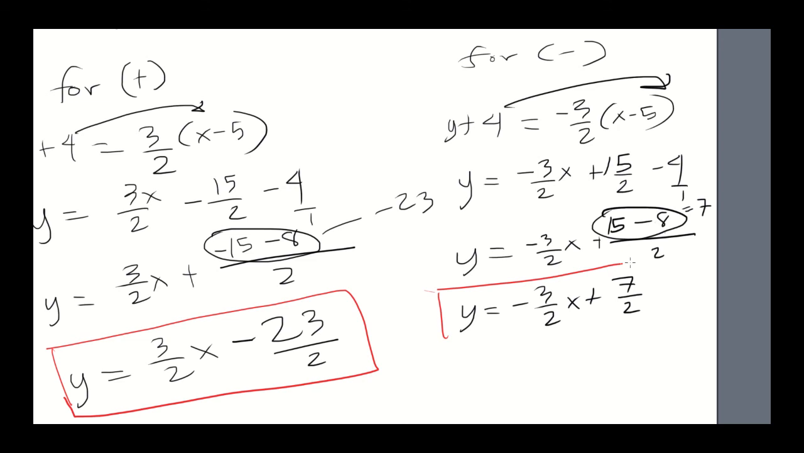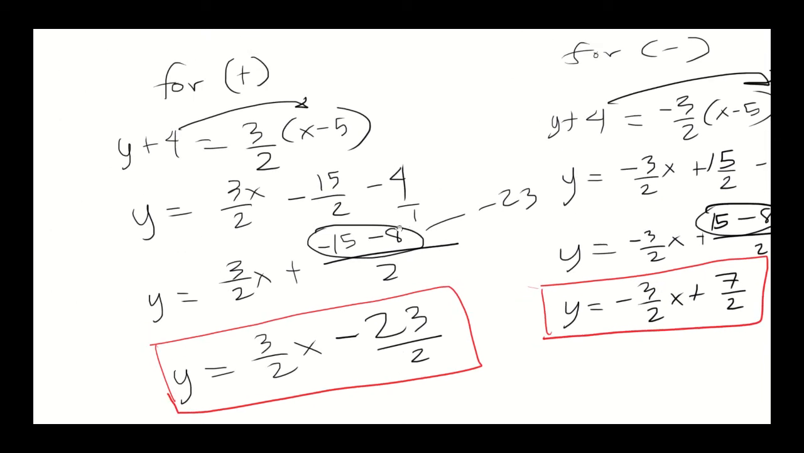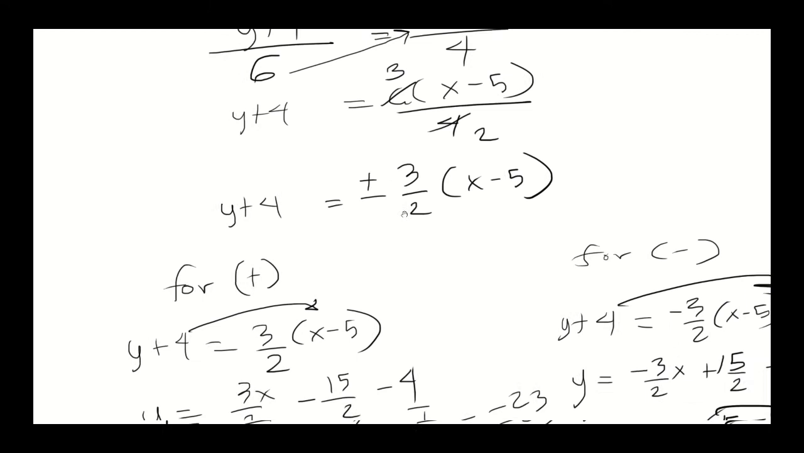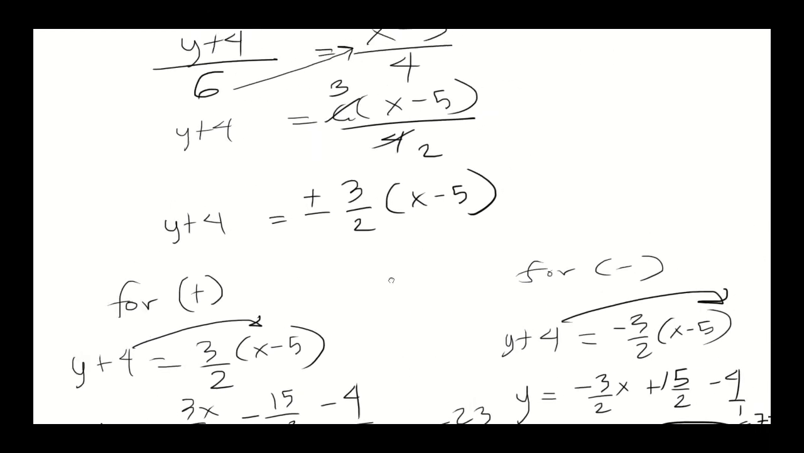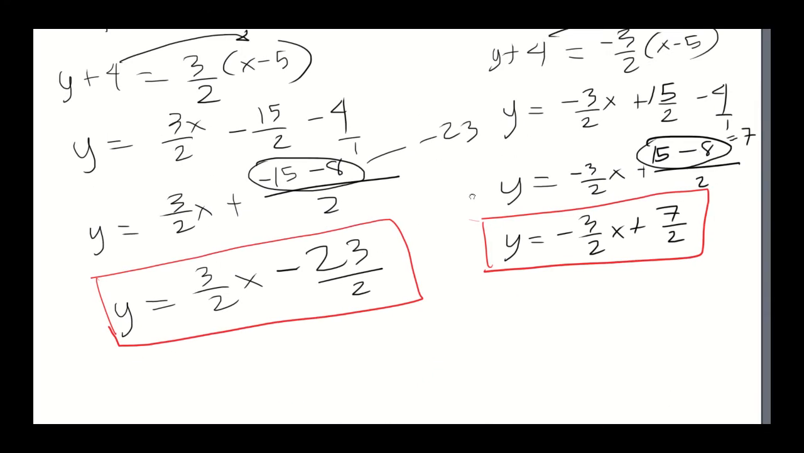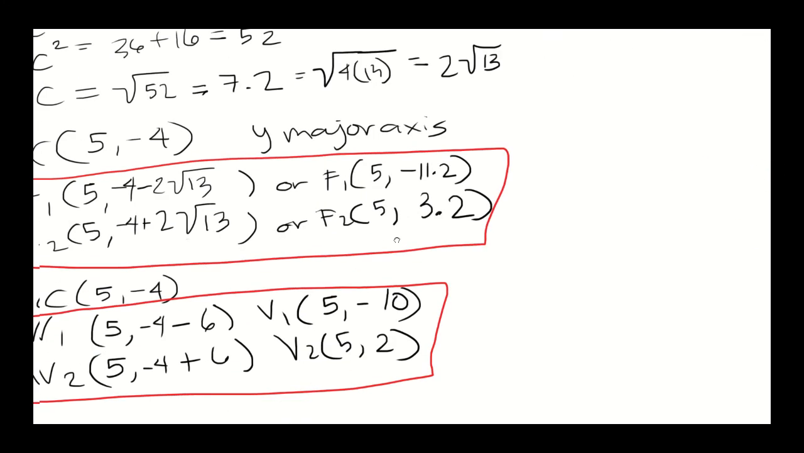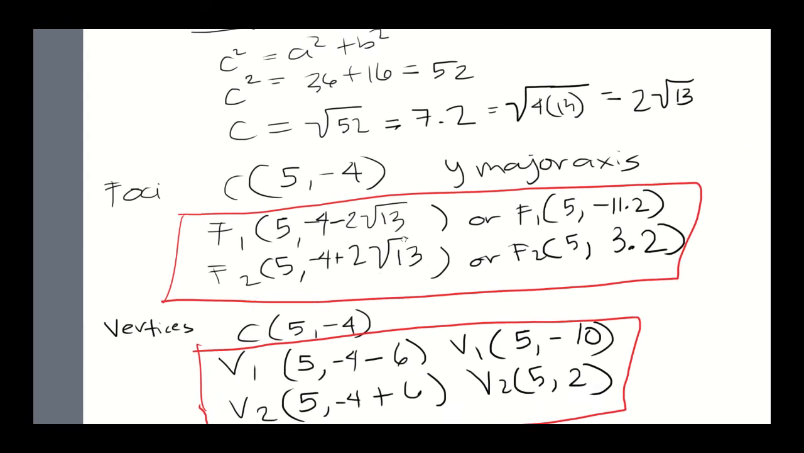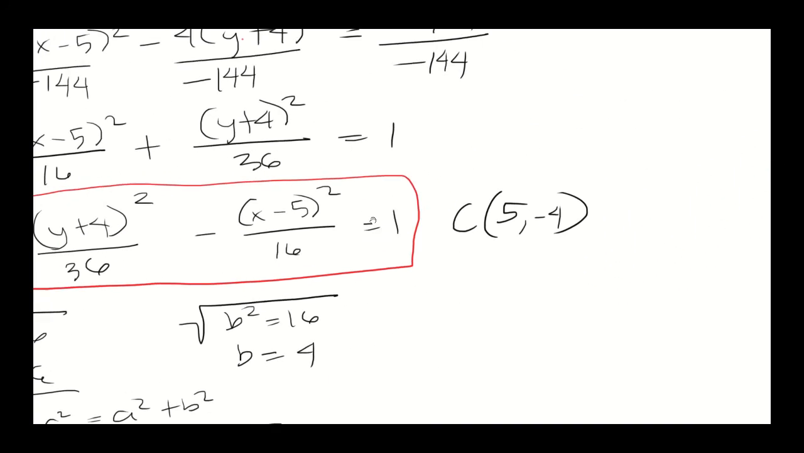Okay, so that is our asymptote for negative. Okay, so that's it for today. The things we covered are the vertices, our foci, and our standard equation, and don't forget to square also the center. So that's it.